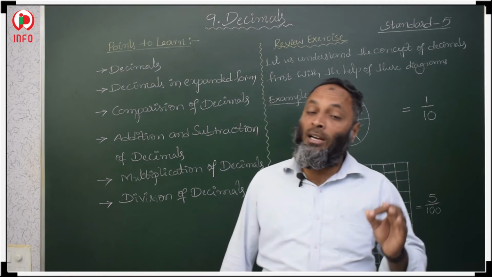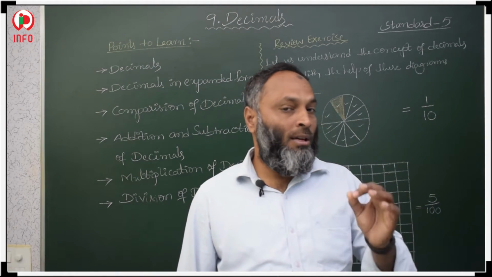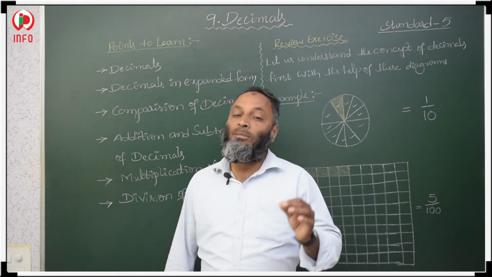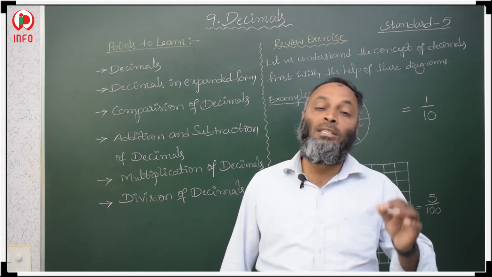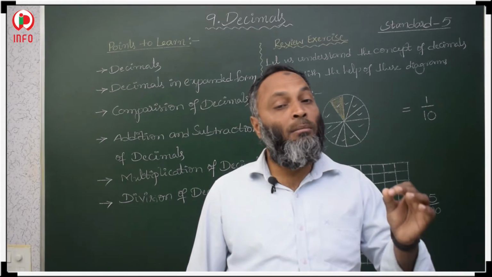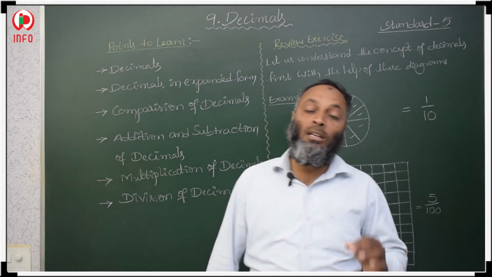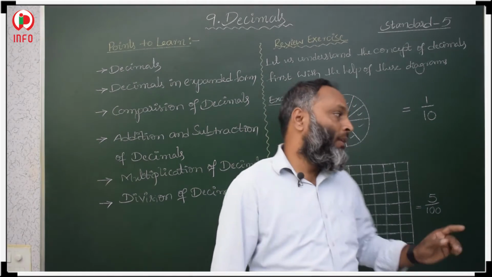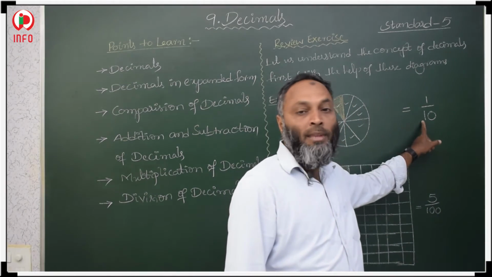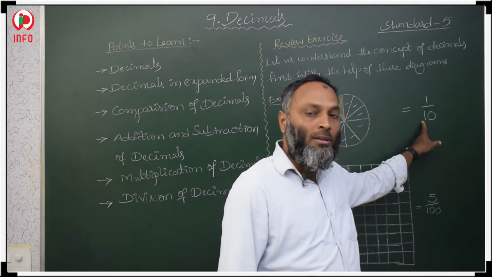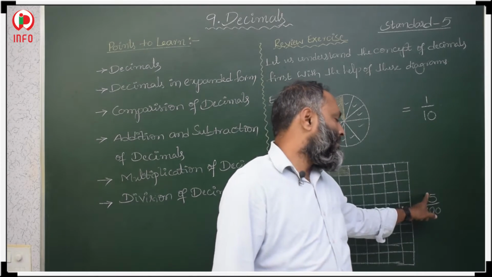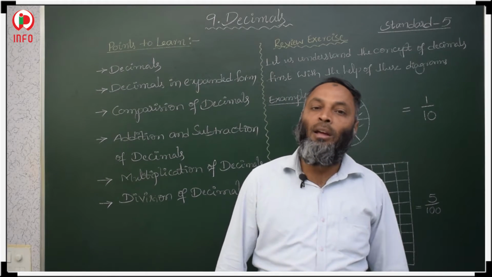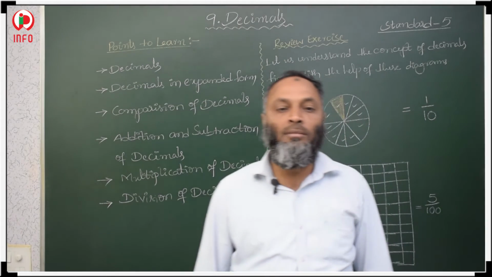This is our decimal number concept, the decimal number definition. What are decimal numbers? The fractions which have 10 multiples in the denominators are decimal numbers. For example, 1 by 10, here the denominator is 10, so it is a decimal number. Then 5 by 100, it is a 10 multiple, so this is a decimal number. Okay, students.